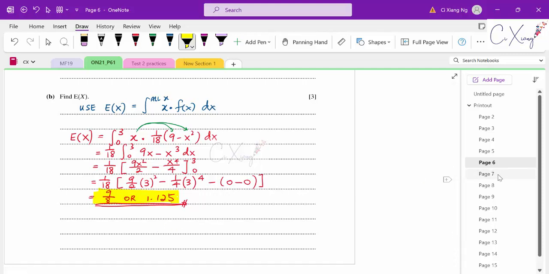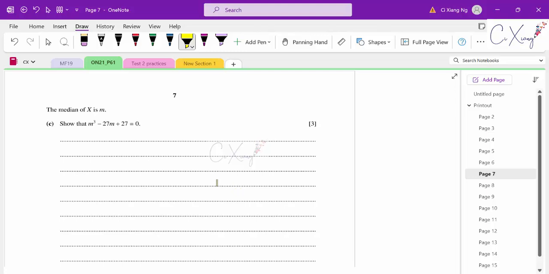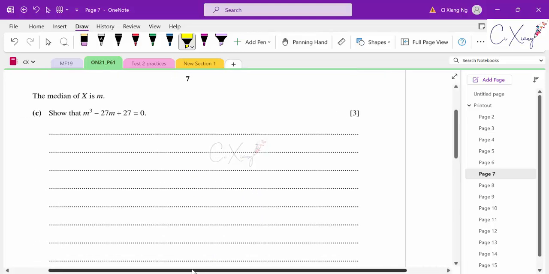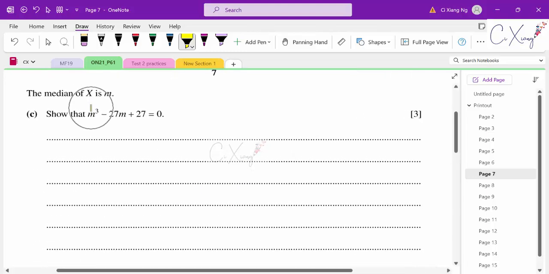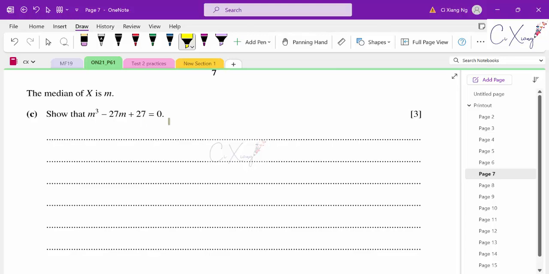Alright, then let's proceed to part C. So they are telling us that the median of x is m. So they want us to show that m cubed minus 27m plus 27 equals 0. They want us to prove that we get this equation if they tell us this information.